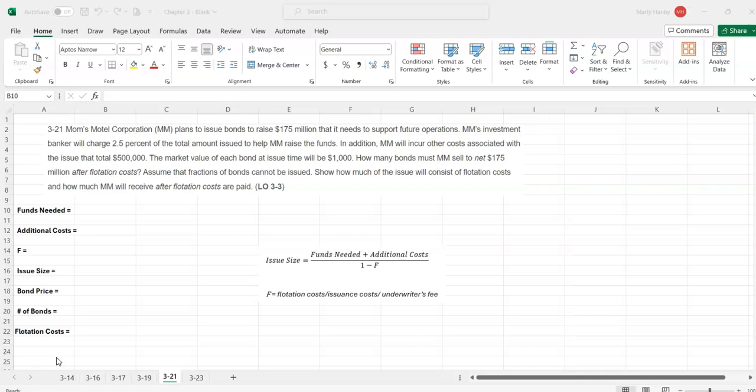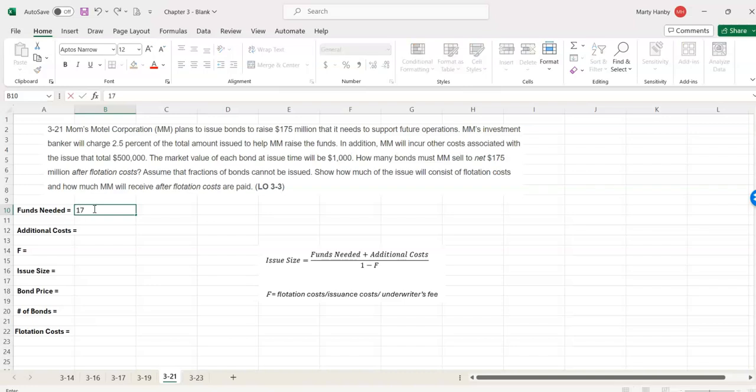How many bonds must NM sell to net $175 million after flotation costs? As always, assume that fractions of bonds cannot be issued. Show how much of the issue will consist of flotation costs and how much NM will receive after the issuance costs are paid. So the funds needed, $175 million.